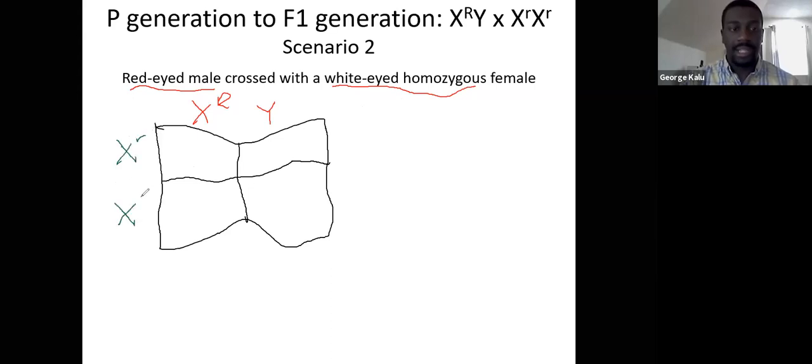And again, it doesn't matter which side you put the mom or dad on. Either way, it doesn't matter as long as you get the right answer. Okay, so now when we do our Punnett square here, what should we end up with in this first top left box?